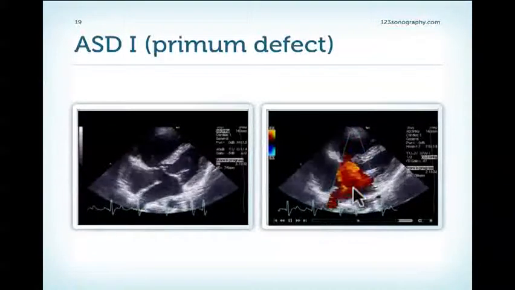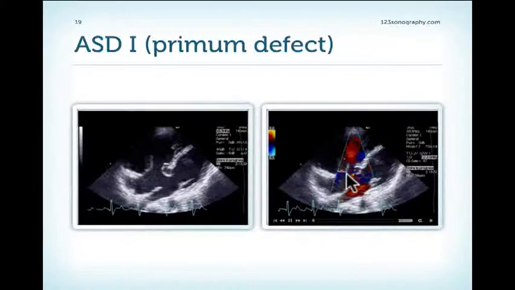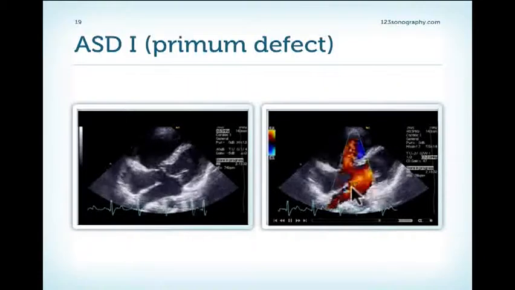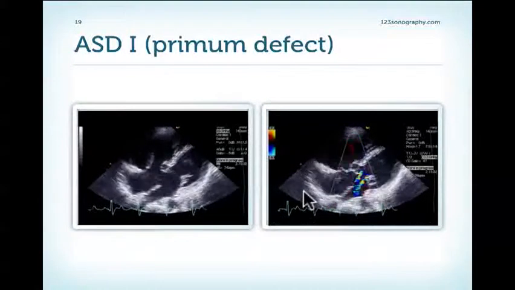So hemodynamically we have only left to right shunt on the atrial level, and there is no shunt on the ventricular level, so hemodynamically it's more or less a primum defect in this patient.